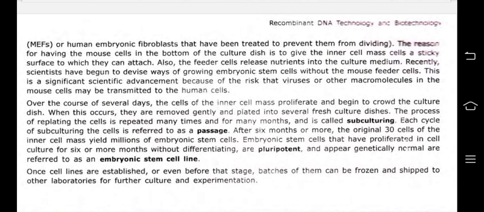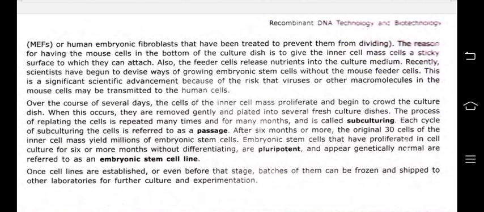The reason for having a mouse cell in the bottom of the culture dish is to give the inner cell mass cells a sticky surface to which they can attach. Also, the feeder cells release nutrients into the culture medium. Recently, scientists have begun to devise ways of growing embryonic stem cells without the mouse feeder cells.